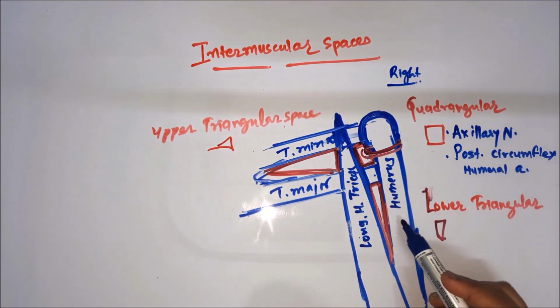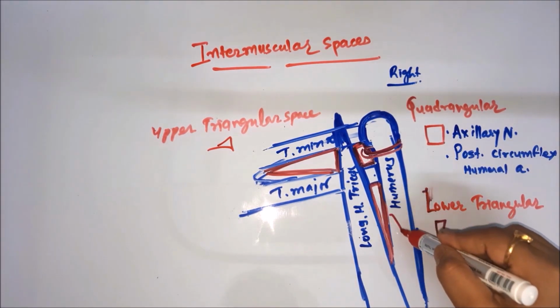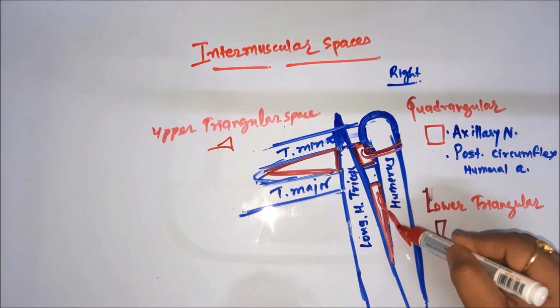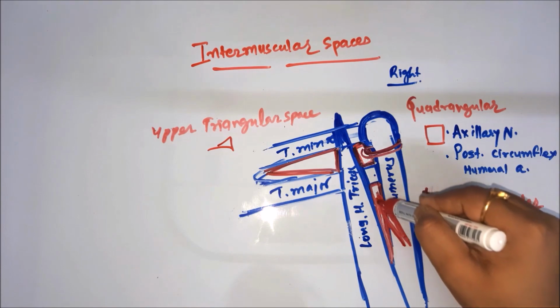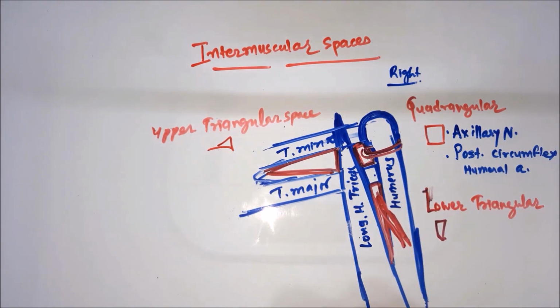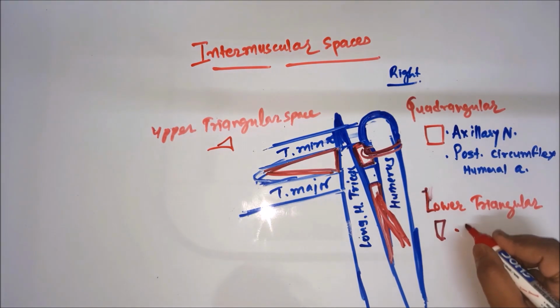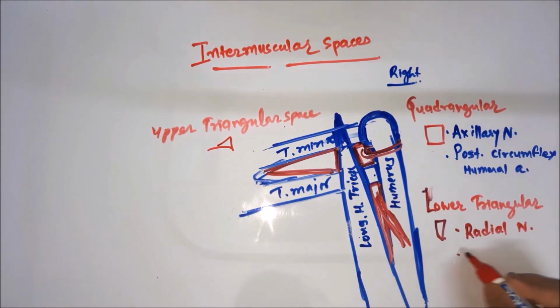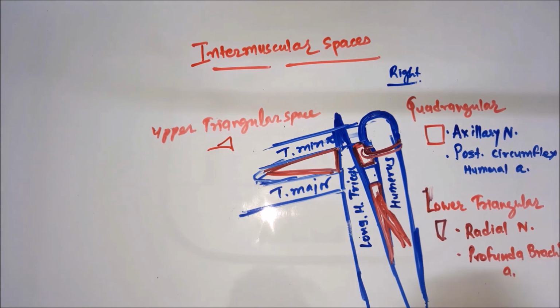Now here you can see this is the humerus, and on the posterior side of the humerus there is the radial groove, and the structure passing through the radial groove is the radial nerve itself, right? And just below it there is one of the largest branches of the brachial artery, which is the profunda brachii artery. So in the lower triangular space the contents are the radial nerve and the profunda brachii artery.